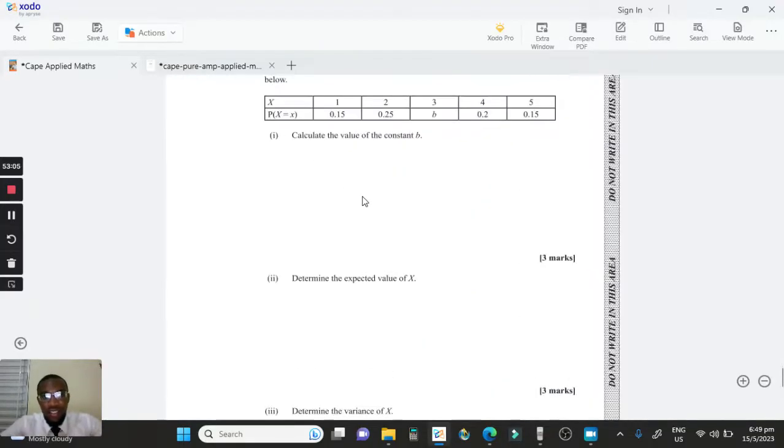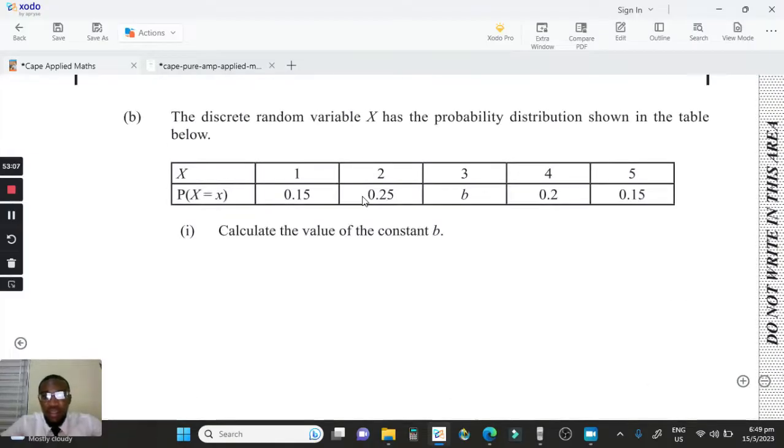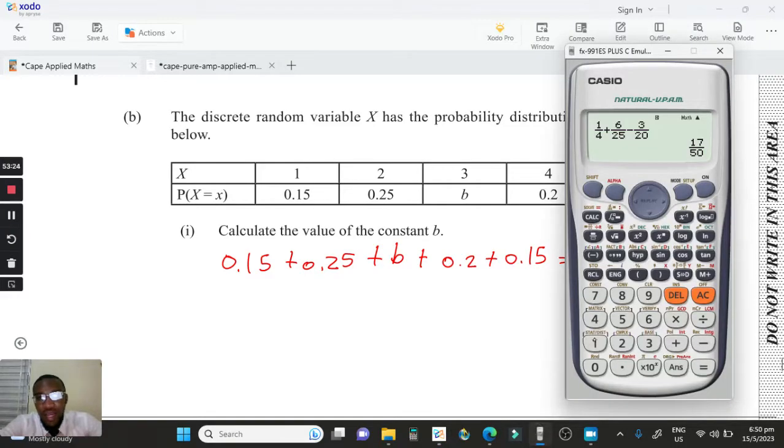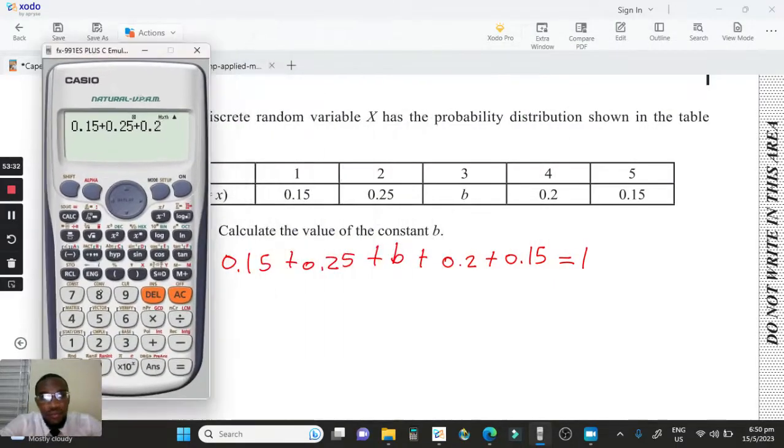Now this question here, this is a probability distribution question. It says find the value of B. Remember, everything must add up to 1. So 0.15 plus 0.25 plus B plus 0.2 plus 0.15 is equal to 1. And we'll add them. 0.15 plus 0.25 plus 0.2 plus 0.15.